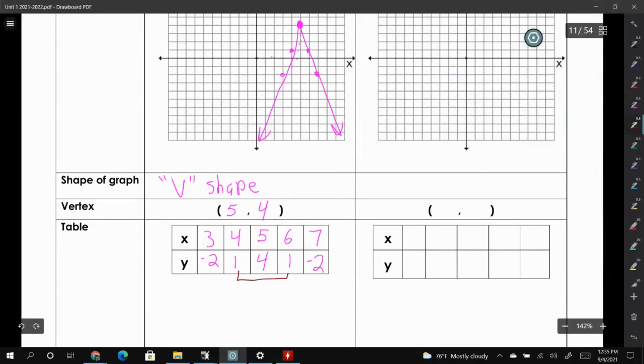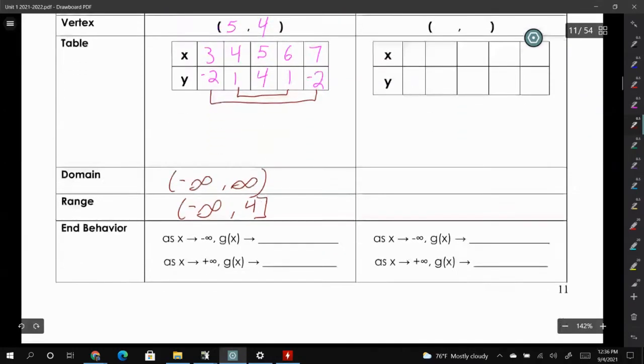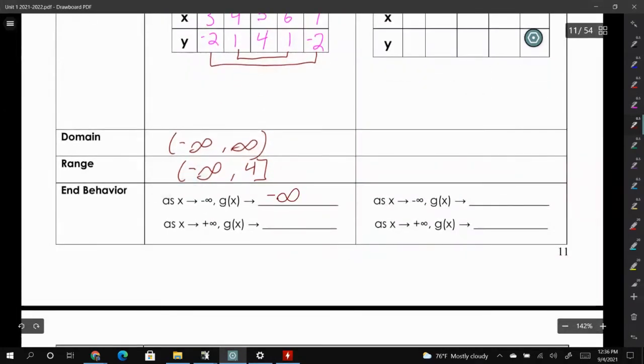And you see that these y values match, and these y values match. Domain, -infinity, infinity. And then the range, the biggest y value is 4, and the y values go all the way down. So the range will be -infinity, 4. And since both ends go down, the end behavior is -infinity.